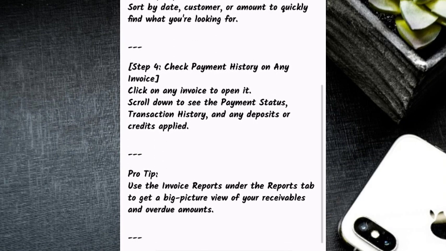Step 4 is to check payment history on any invoice. Click on any invoice to open it. Scroll down to see the payment status, transaction history, as well as any of the deposits or credits applied. A pro tip, you can use the invoice reports under the Reports tab to get a big picture view of your receivables and overdue amounts.